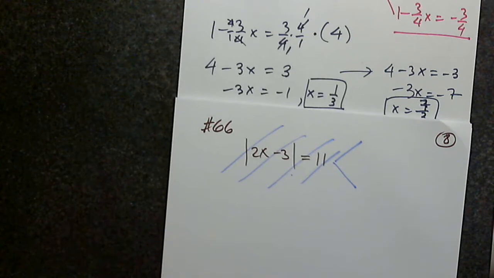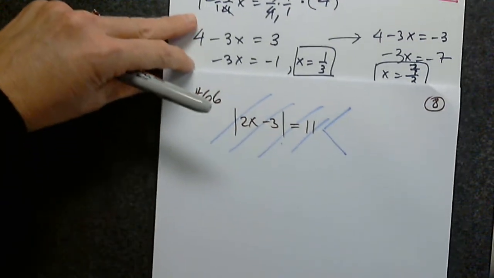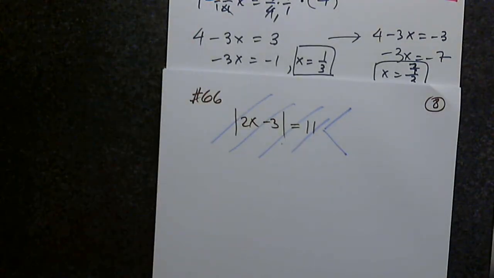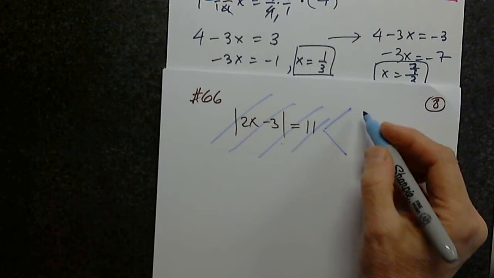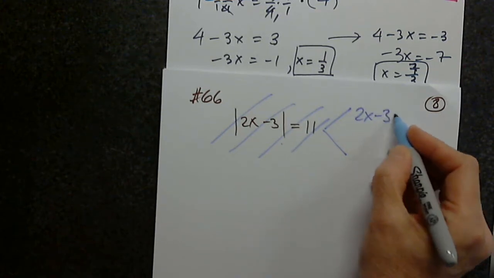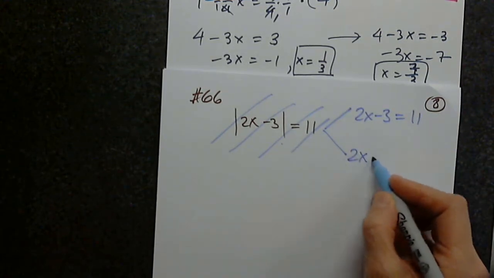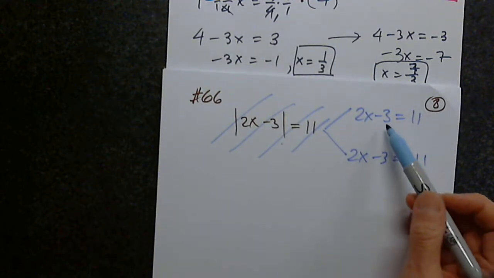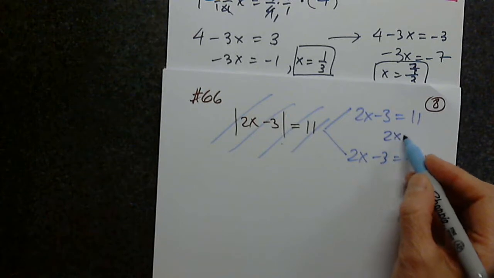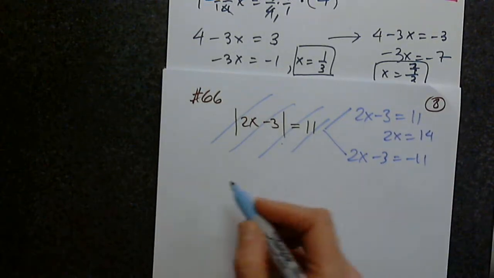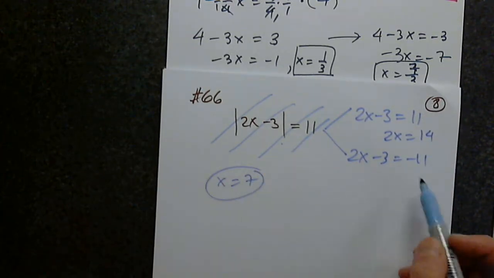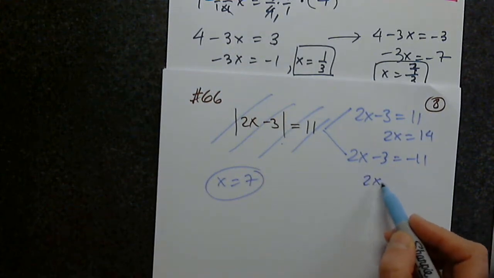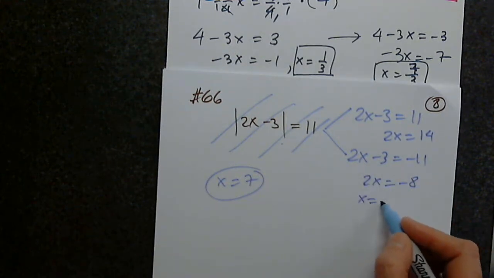If we don't remember that it translates into 2 different equations, we cannot solve. We cannot remove the absolute value, we cannot do anything here. But we know that it changes into 2 different equations, and they are 2x minus 3 equals 11. Excellent. 2x minus 3 equals negative 4. Good. I move 3 to the other side, so I get 2x equals 14. So I get an x, which is 7. I move 3 to the other side, and I get 2x equals negative 8, so I get x equals negative 4.